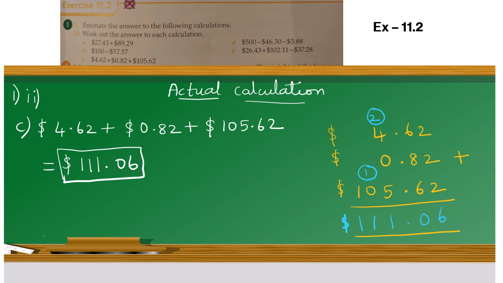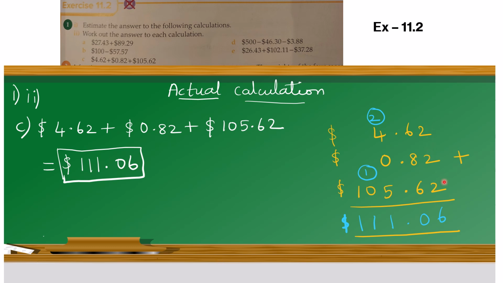Next sum: $4.62 plus $0.82 plus $105.62. Okay, we have to do the actual calculation. So 4.62 plus 0.82, 105.62. I wrote them according to their place values. Okay, let's start adding this.